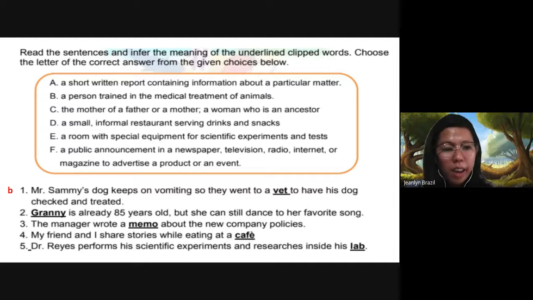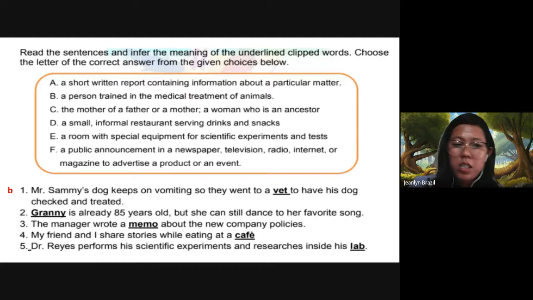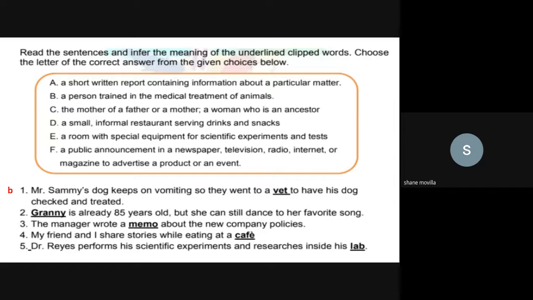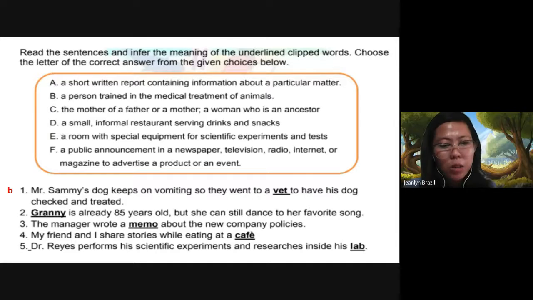Okay, Ken said that Granny is 85 years old, but she can still dance to her favorite song. Is he correct? Is this a public announcement in a newspaper, on television? When you say public announcement, it is a public announcement in a newspaper. What do you think, class? Is Ken correct? Yes, Charisse, what do you think? No, teacher. Why do you think so, Charisse?